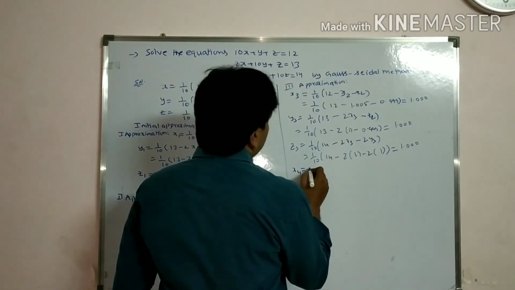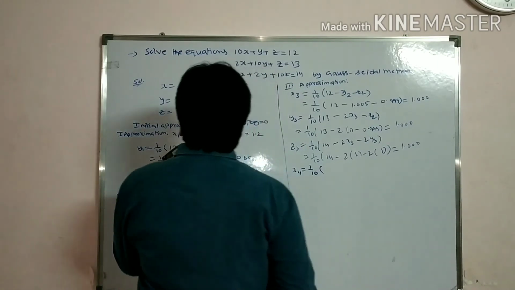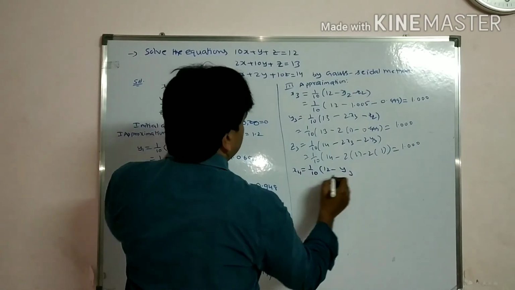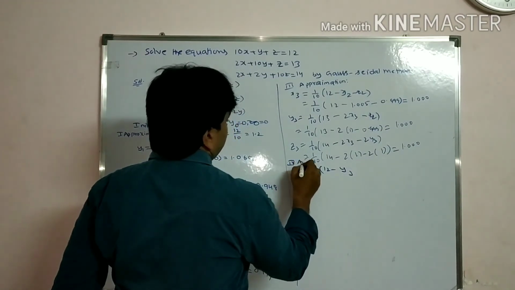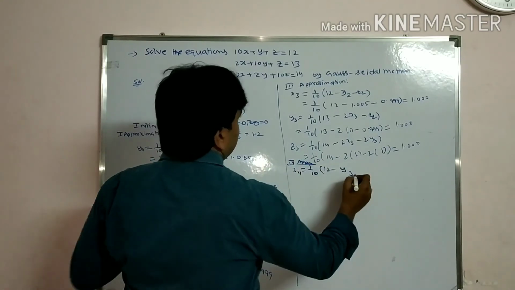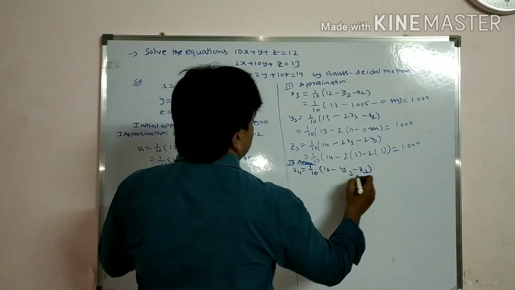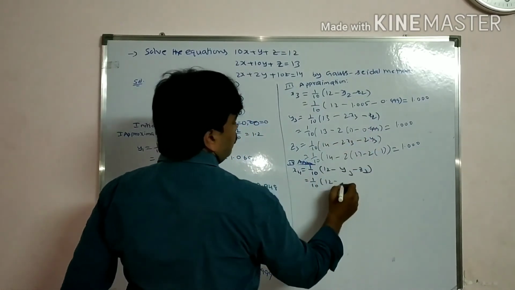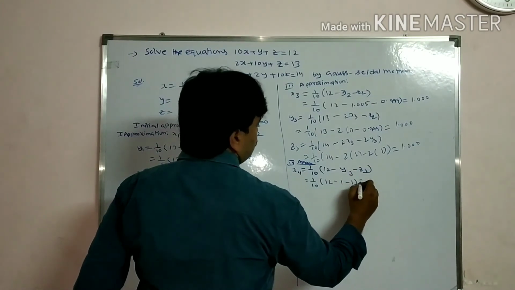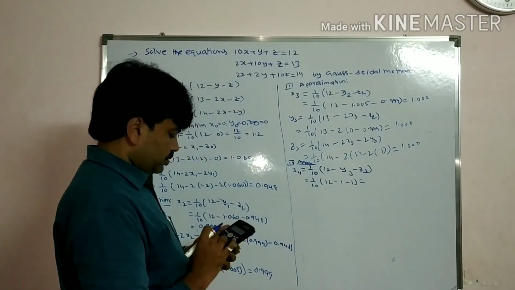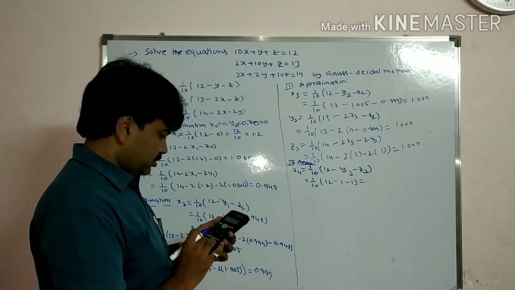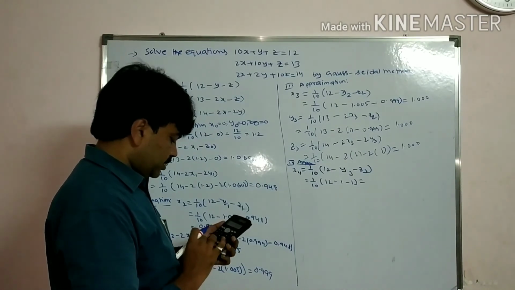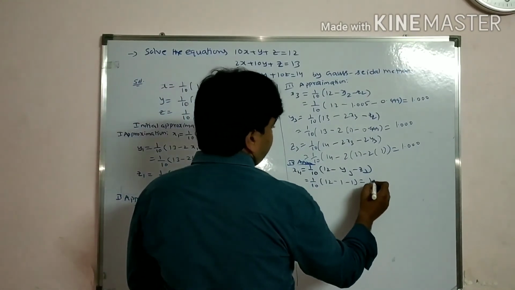So x4, fourth approximation, is equal to 1 by 10, 12 minus y3 minus z3. So that is equal to 1 by 10, 12 minus y3 value 1 minus z3 value also 1. So that is equal to bracket 12 minus 2 bracket divided by 10. We get here 1.000.